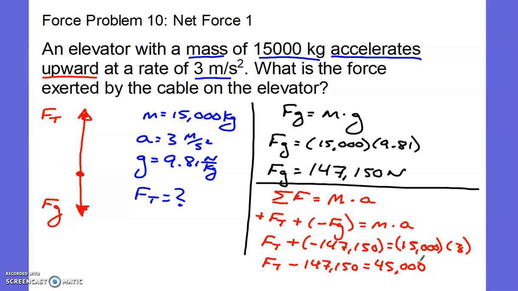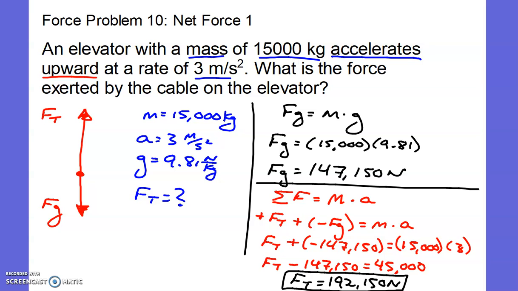We want to add the 147,150 to the other side, since it is connected to our tension by subtraction. That gives us then that the tension force, after we add that to the other side, comes out to be 192,150. The units would be newtons.